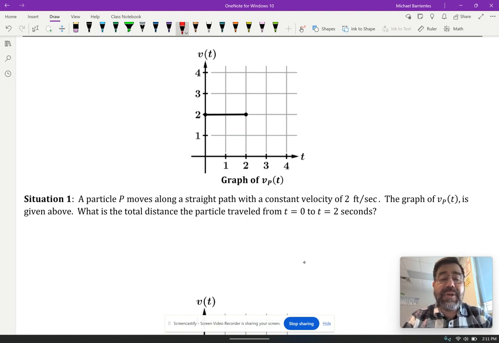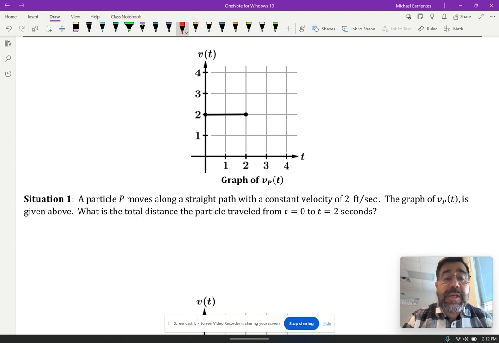From time 0 to time 2, the velocity is 2 feet per second. The graph of v of t, v sub p of t, is given above. So this is the velocity of particle P at any time t. What is the total distance the particle traveled from time 0 to time 2?